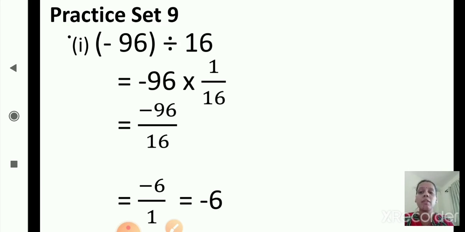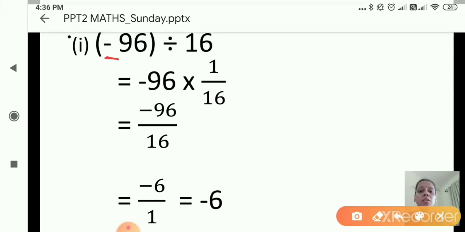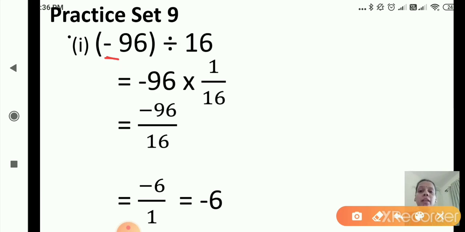So 96 divided by 16, and the first number's sign is negative. So you will divide 96 by 16, that is 16 6s are 96. So the answer is minus 6. Right, in the exam you will not solve all the steps. No need to write down each step. Only the answer, you will tick, or sorry, you will click on the correct answer. We will give you options. From these you will click on the correct answer. Okay, so minus 96 divided by 16, the answer is minus 6.